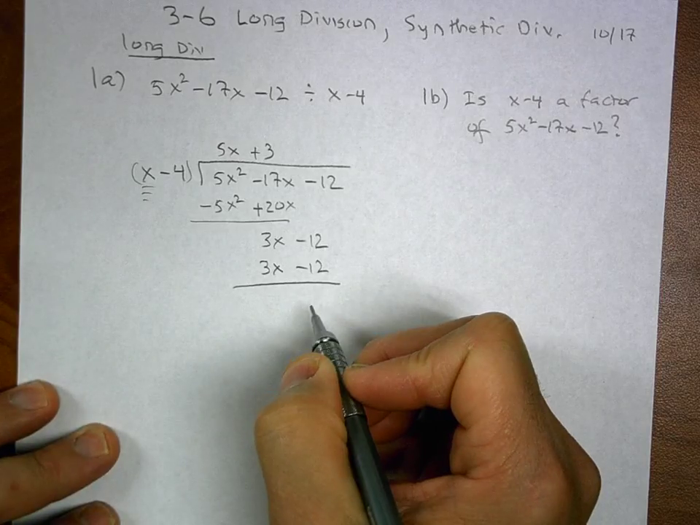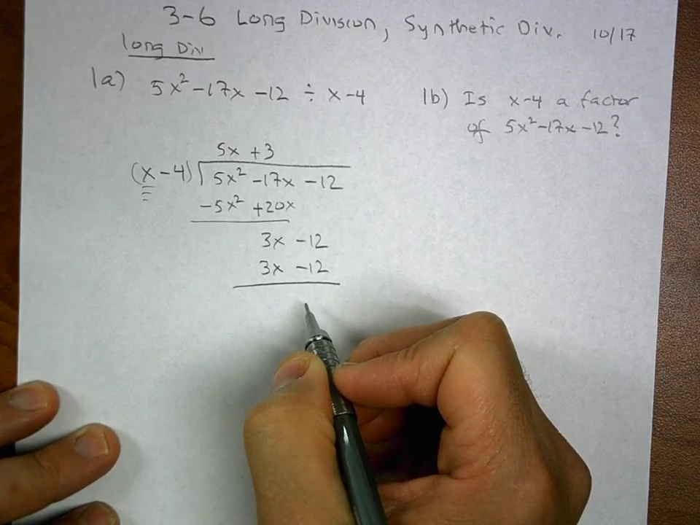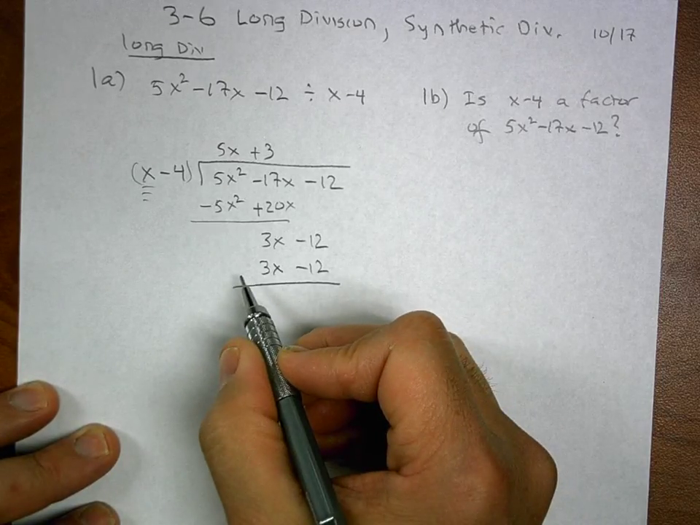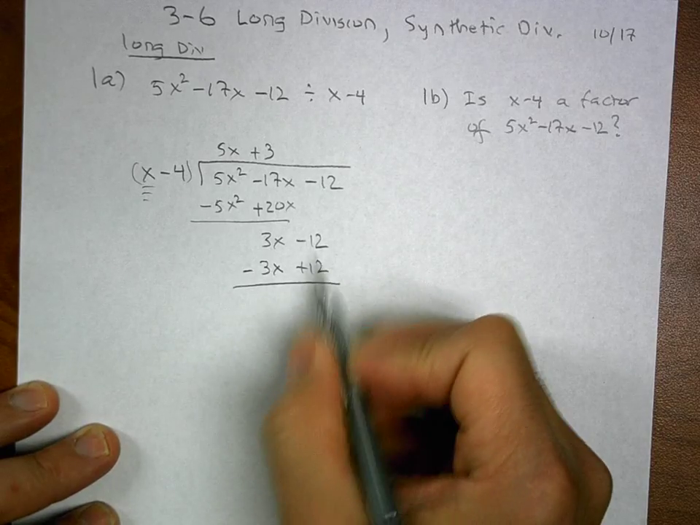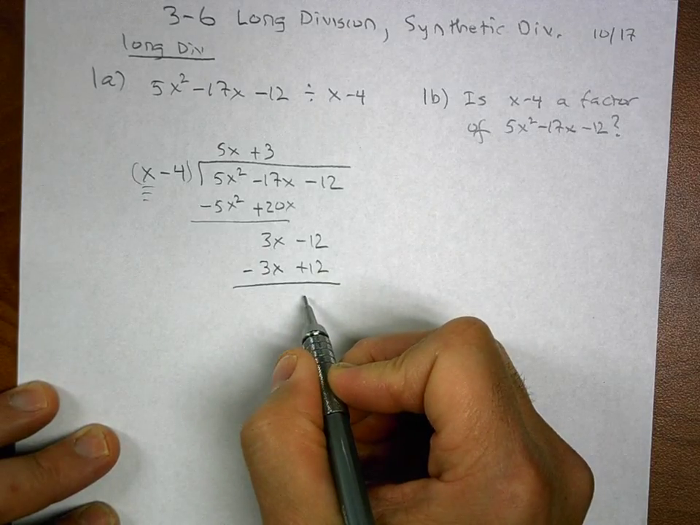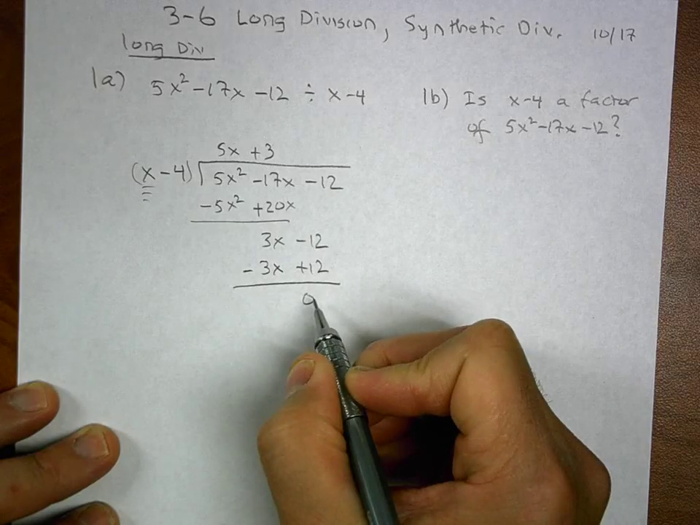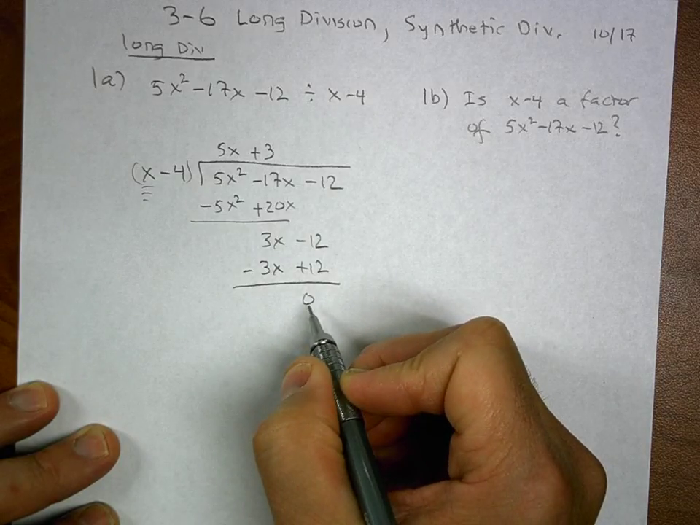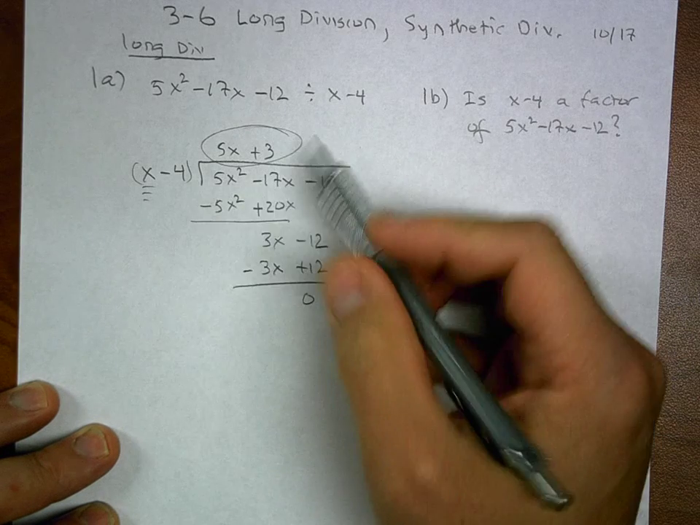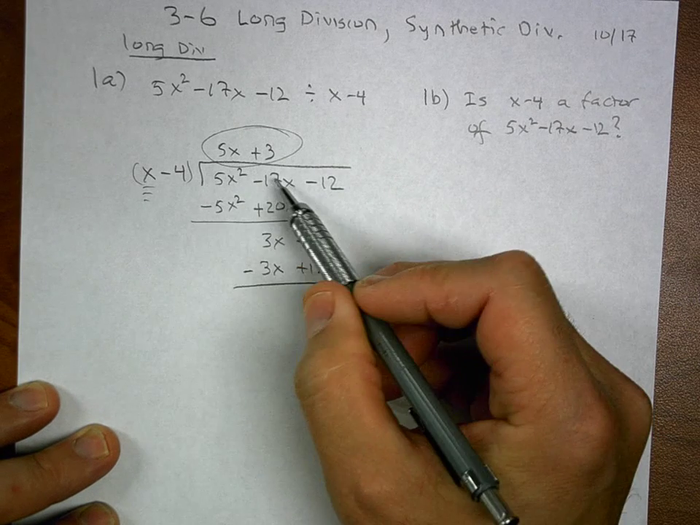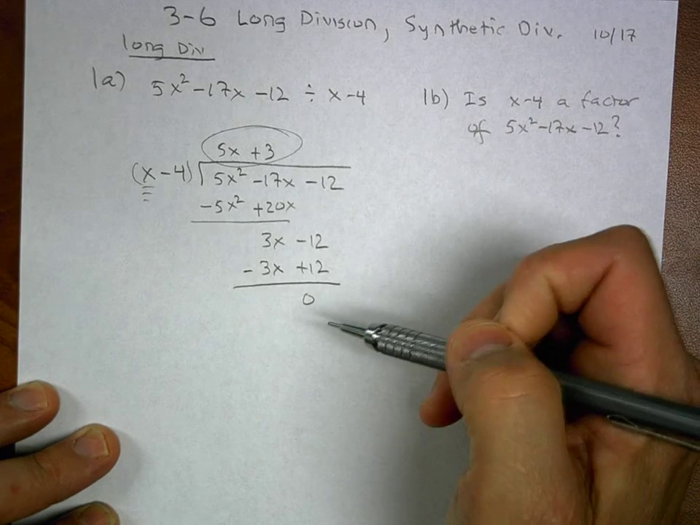Let's keep doing the same process. Then we subtract. So how do we subtract? Change the signs and add. So this becomes minus, this becomes plus, and we add. And what do we get? 0. 0 remainder. There's no remainder. Perfect. That's our answer. If we divide this into that, that's our answer.